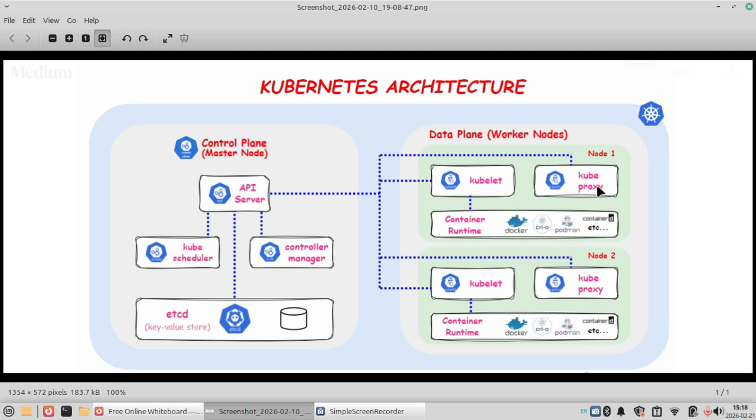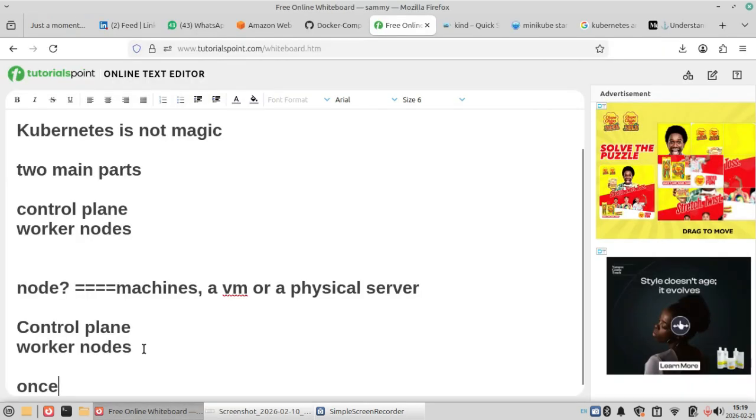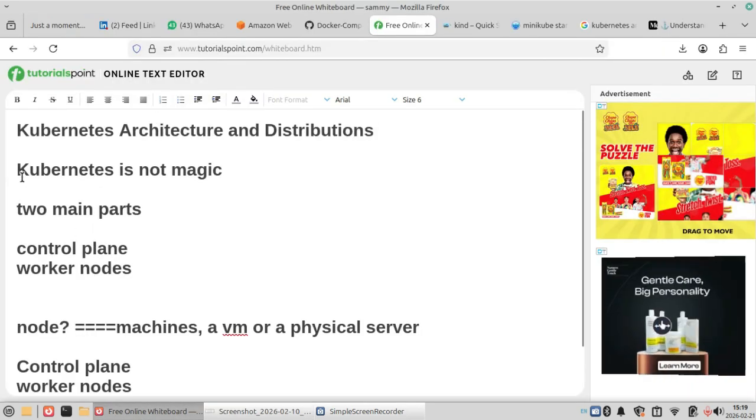So kube-proxy is a critical component of a Kubernetes cluster, ensuring that the services running on a particular node are accessible and traffic is routed correctly. So from this explanation, you can see that the control plane decides and the worker node executes. All right.